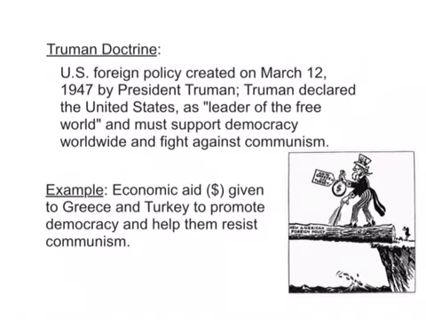Our next key term is the Truman Doctrine. This was the U.S. foreign policy created on March 12, 1947 by President Truman. Truman declared that the U.S. was a leader of the free world and must support democracy worldwide and fight against communism. An example of this is when the U.S. gave economic aid or money to Greece and Turkey to promote democracy and help them resist communism. Make sure you're using this example, using key terms, or drawing a picture in the far right-hand side of your vocabulary chart.